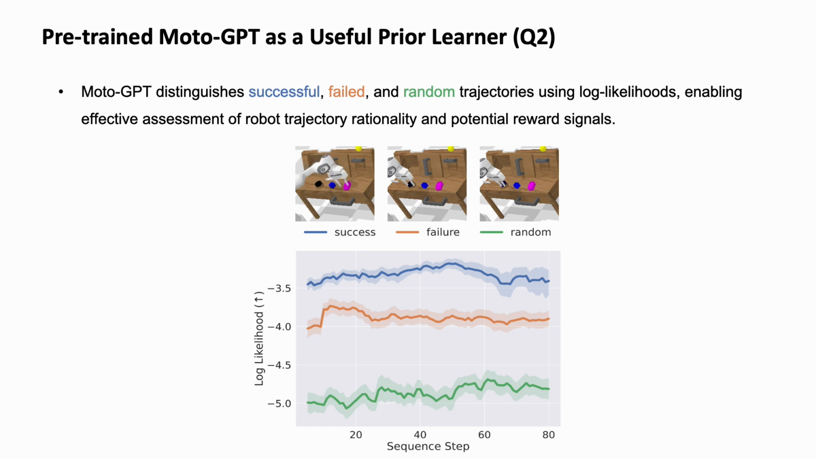Moreover, by analyzing the output distribution of Moto-GPT, we can distinguish successful trajectories from the failed and random ones. This enables effective assessment of robot trajectory rationality, providing potential reward signals to support reinforcement learning in future research.